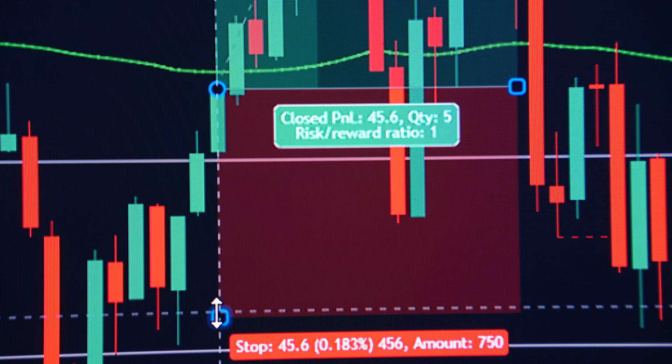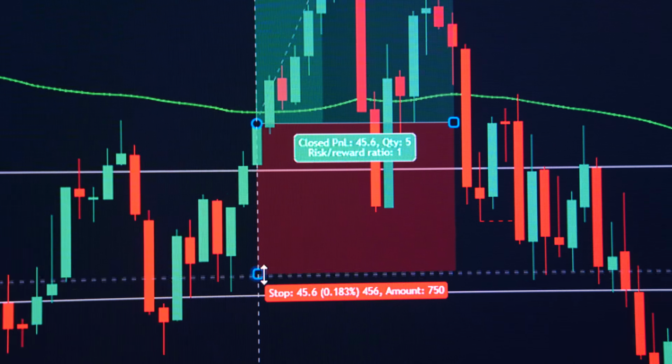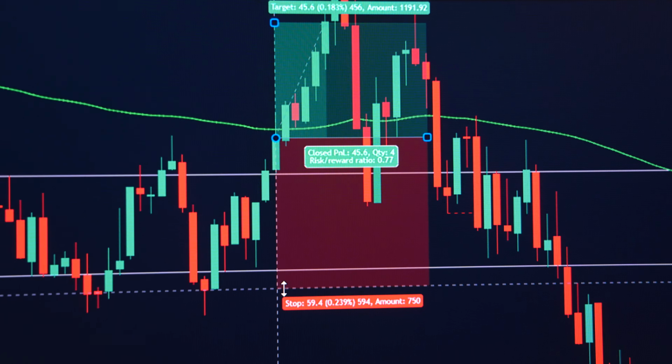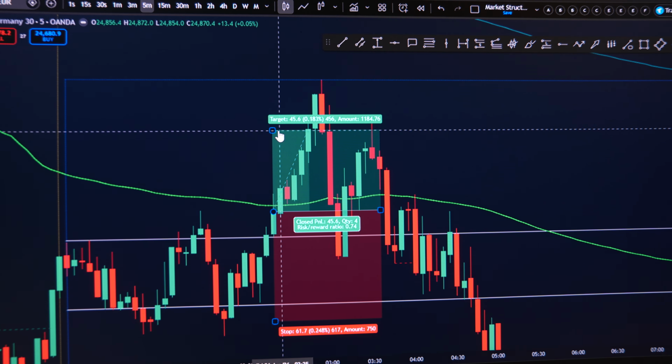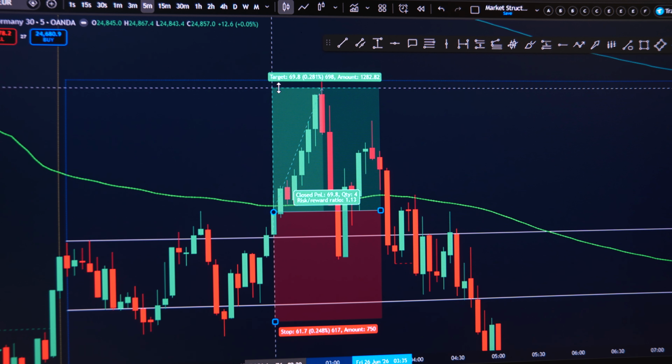And then normally what I like to do is put my stop right below the bottom of the ORB. Basically, you could have caught a 1-to-1 for sure. So if you like going for 1-to-1s, there you go. You could have caught the 1R right there.